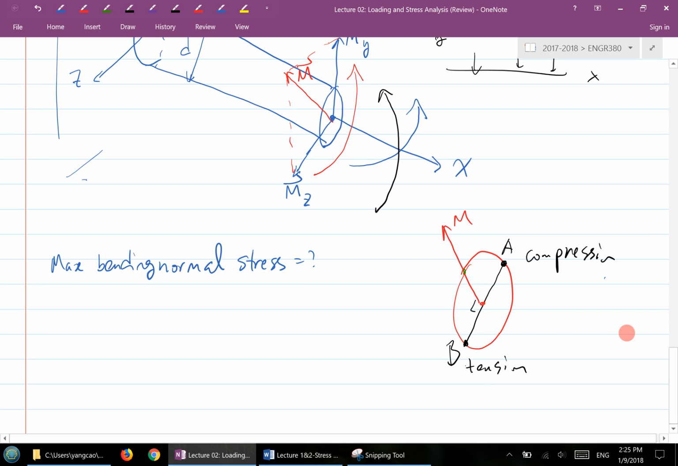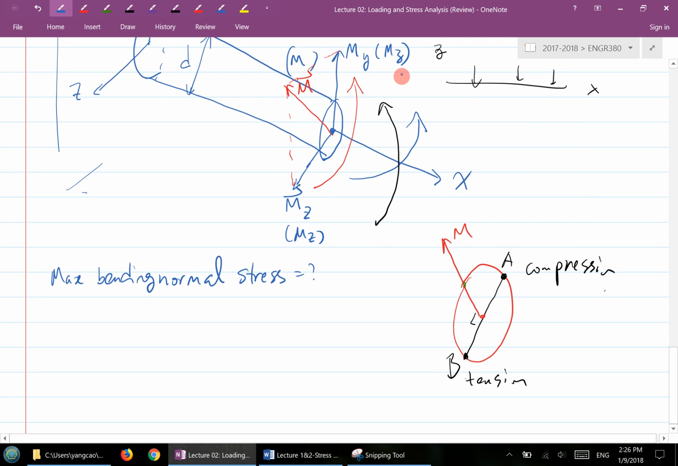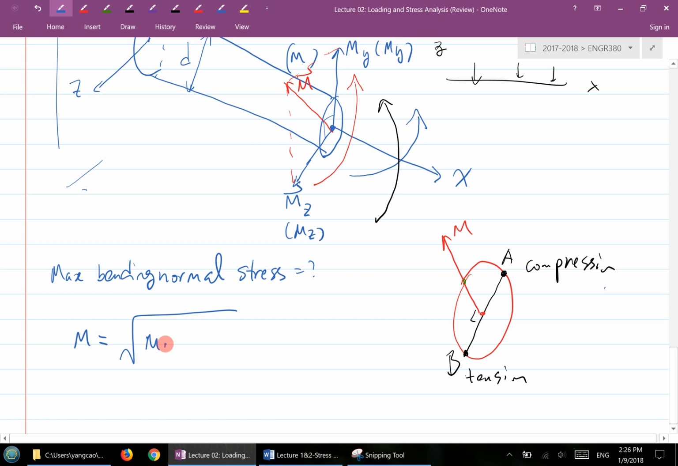So let's calculate the addition of the M, and then we can find a formula for the maximum value of the bending normal stress. I'm going to use this symbol representing its magnitude, so basically, get rid of the vector signs. Its magnitude is mz, this is my, and this is your m here. So your vector addition, because this is perpendicular, your m is basically my square plus mz square.